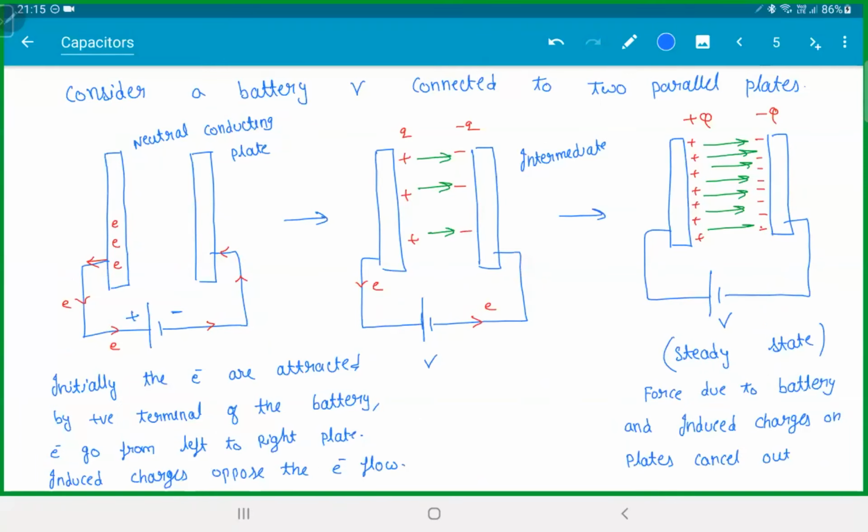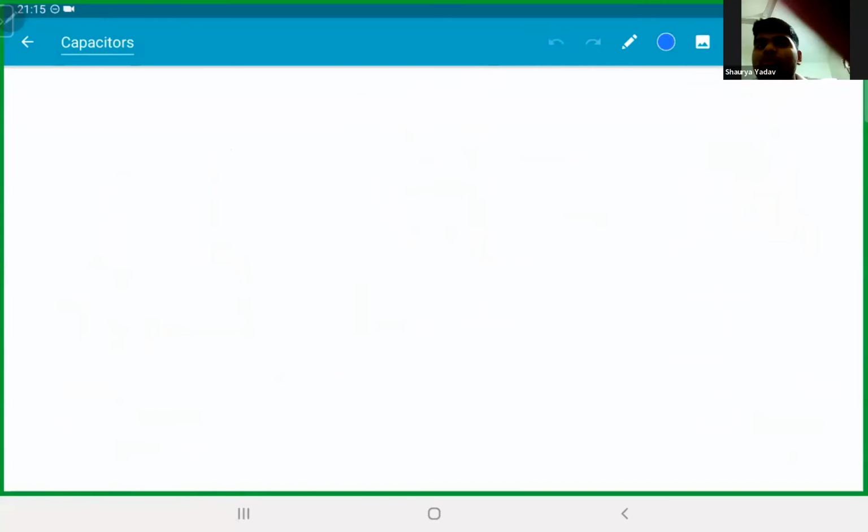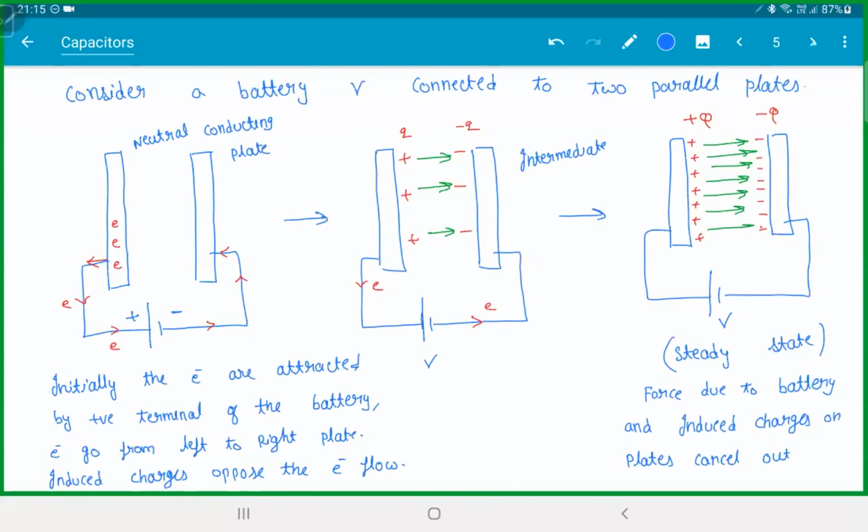We didn't start anything, maybe just an introduction about what a capacitor is. So it means after some time electrons will not flow. They're in a kind of steady state, right? Battery and plates are both pushing each other.